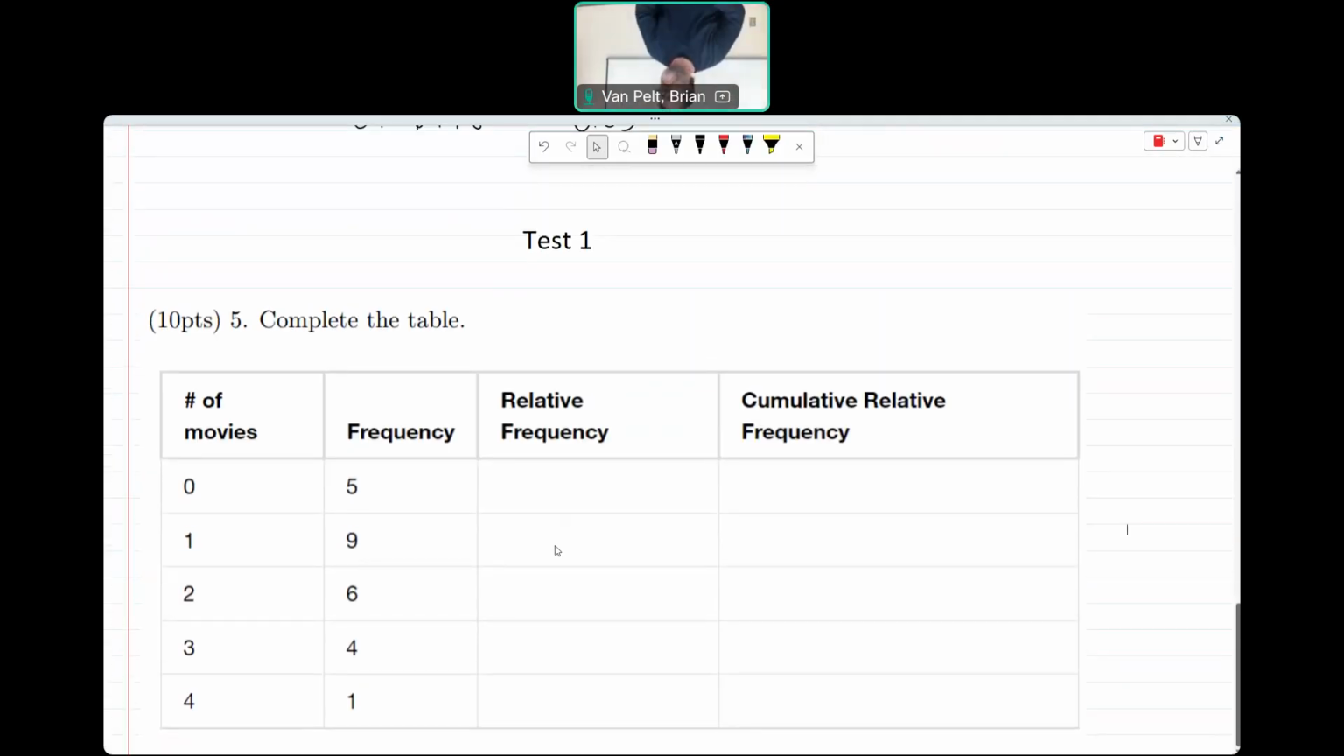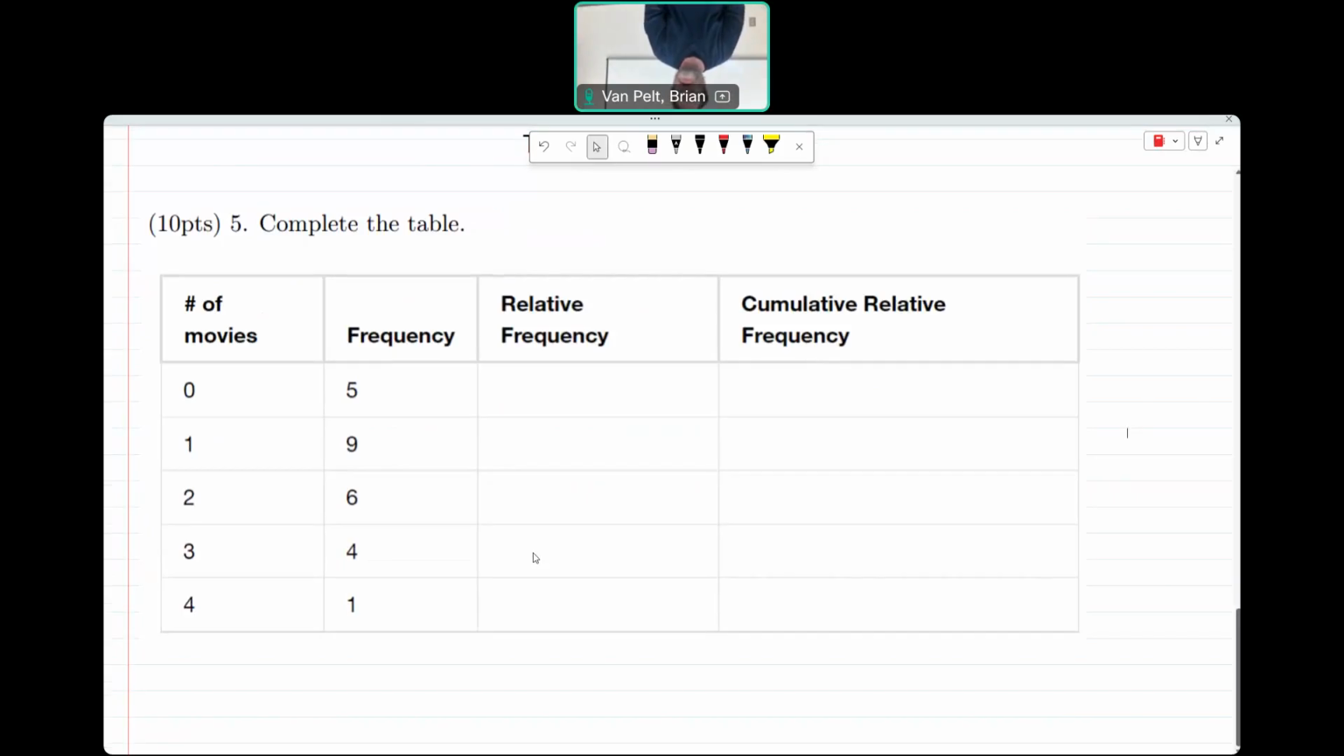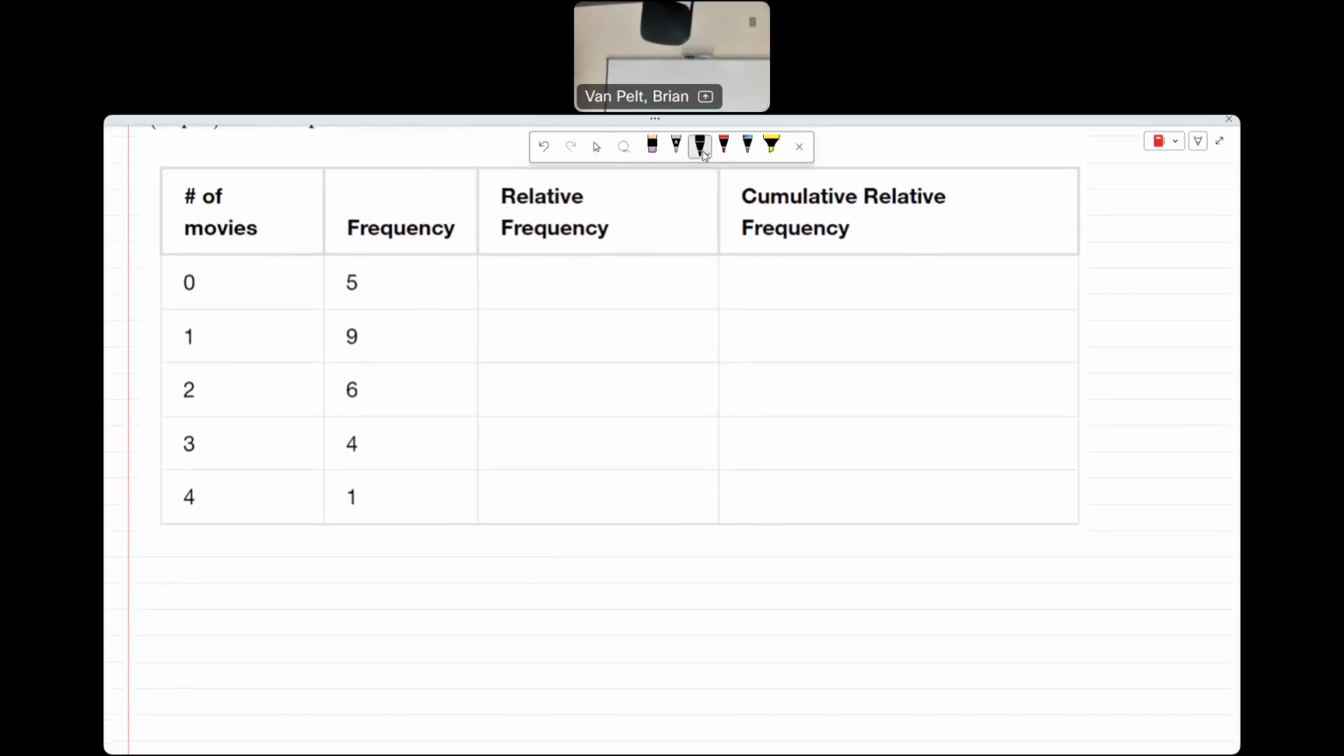You remember how you filled one of these things out? What's the first thing you've got to do? The first thing we need to know is how many items there are. So we add up the frequency column. It's not multiplied, we add it up. So we've got 25 underneath the frequency column. Then how do you make these numbers? It's 5 divided by 25.